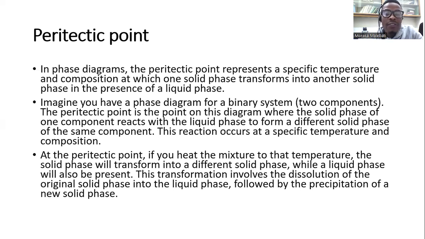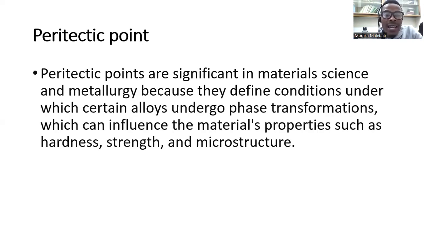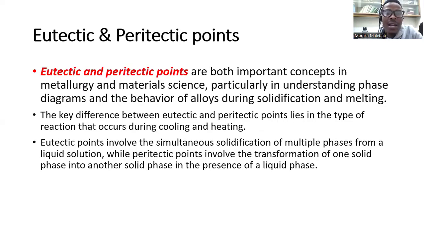At the peritectic point, if you heat the mixture to that temperature, the solid phase will transform into a different solid phase, while a liquid phase will also be present. This transformation involves the dissolution of the original solid phase into the liquid phase, followed by the precipitation of a new solid phase. Peritectic points are important in material science and metallurgy because they define conditions under which certain alloys undergo phase transformation, which can influence the material's properties such as hardness, strength, and microstructure as well.